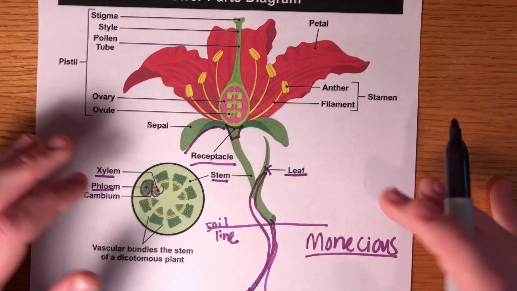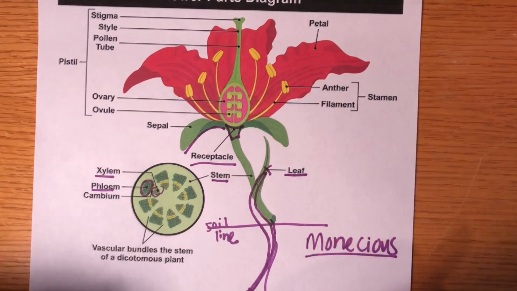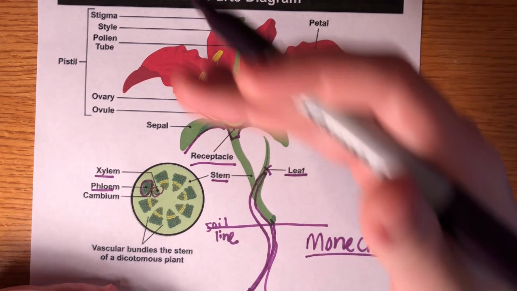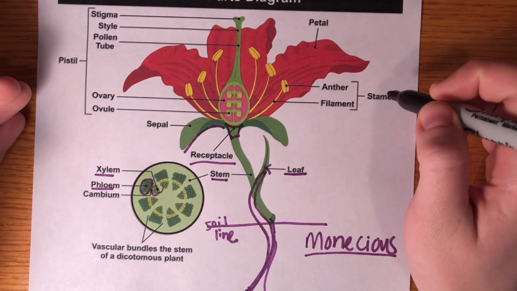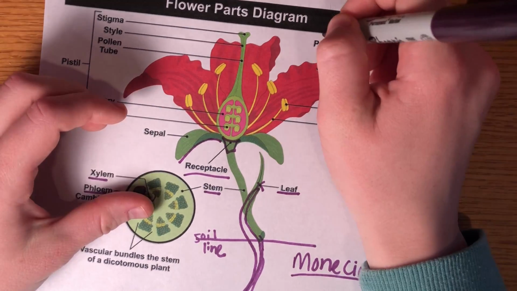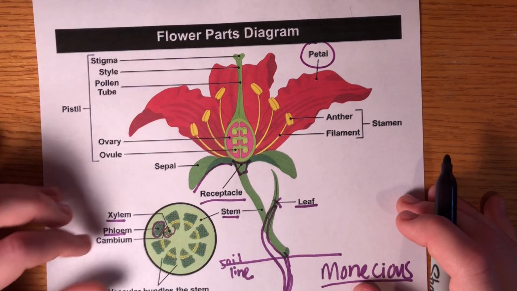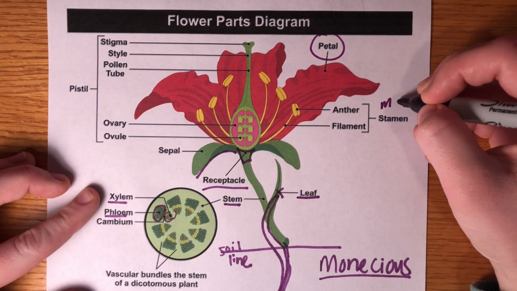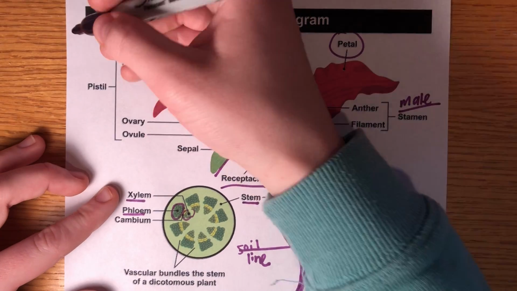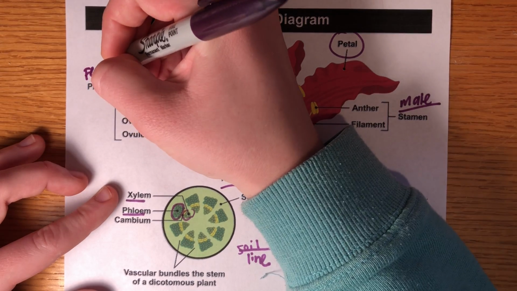All right, so that's basically everything that's under the flower. Now, as we move up into the flower, we have a male part and a female part, besides the petals. We'll get back to the petals. So we have the male part, which is the stamen, and we have the female part, which is the pistil.